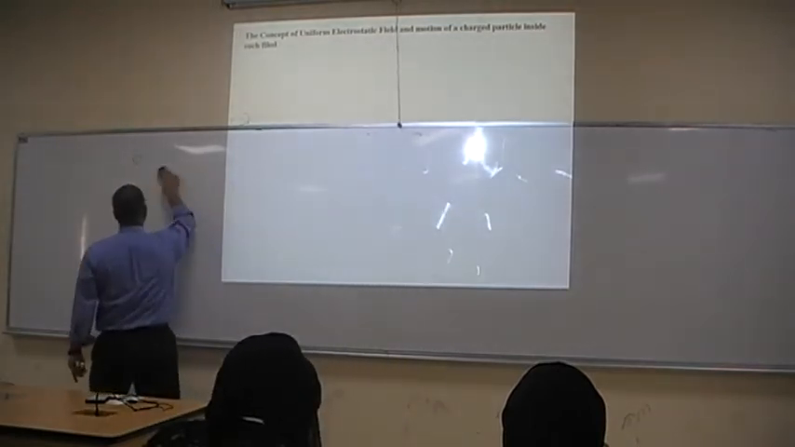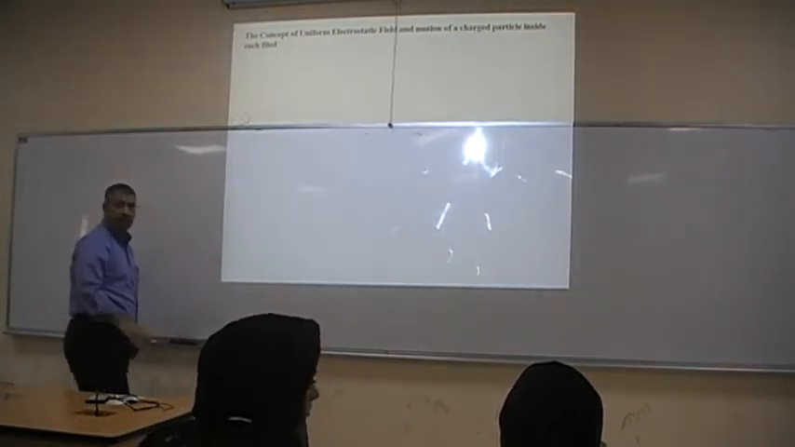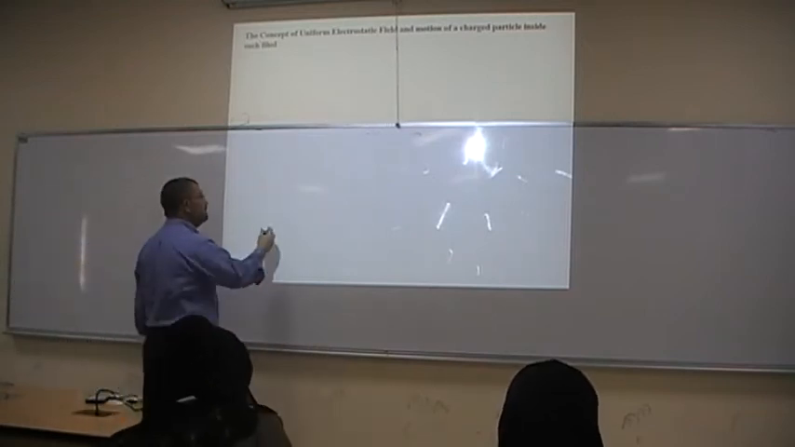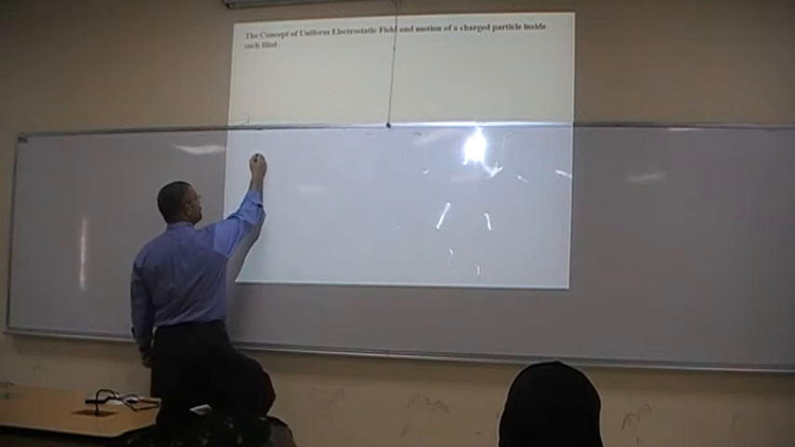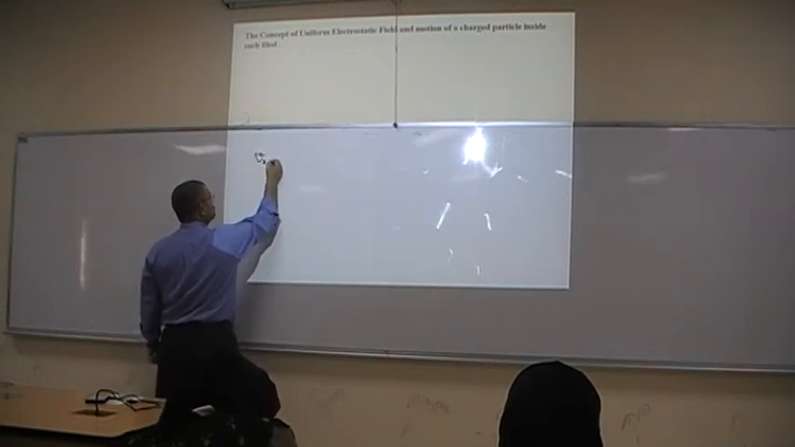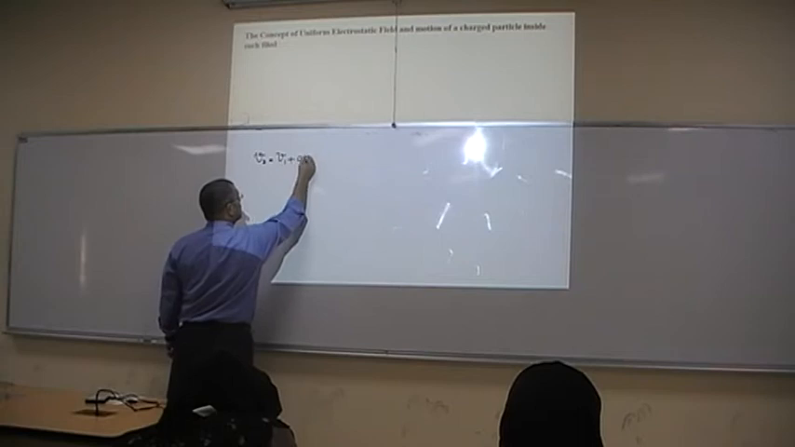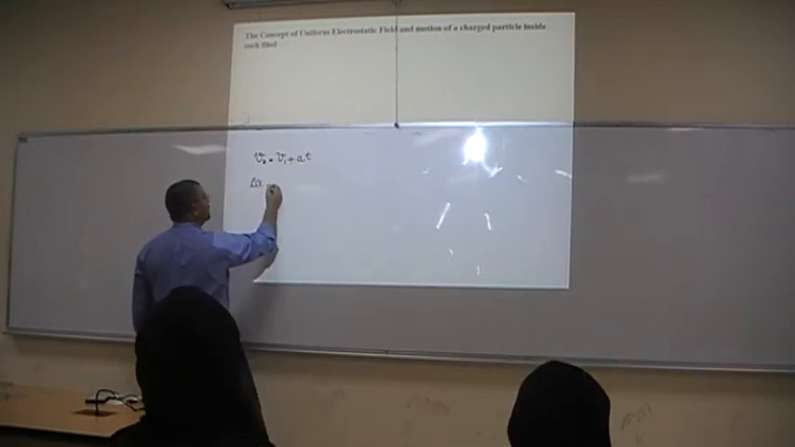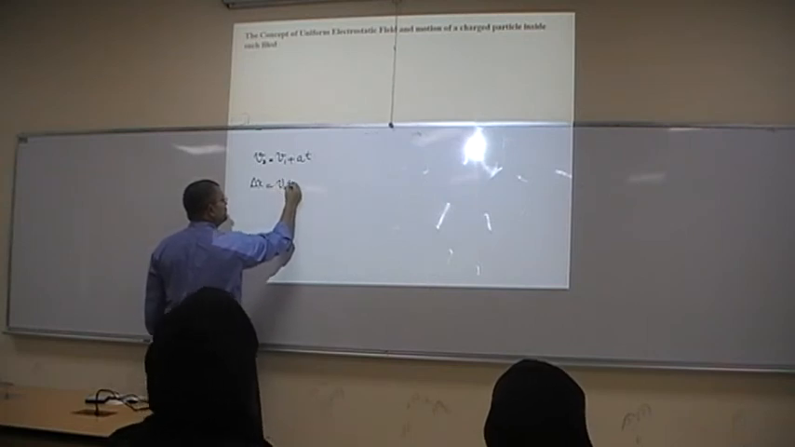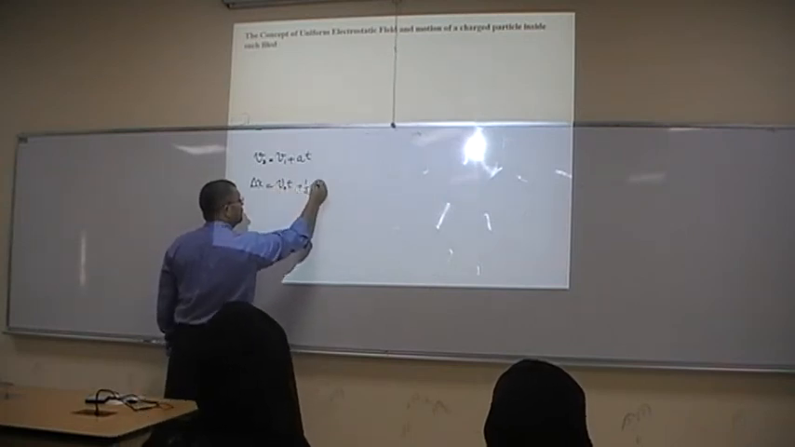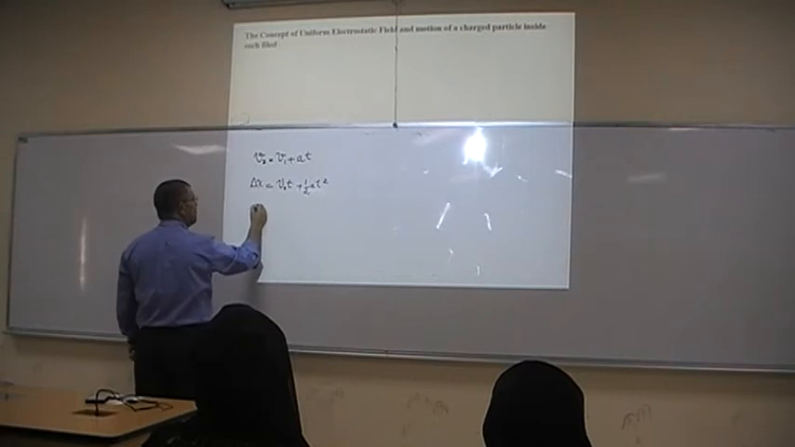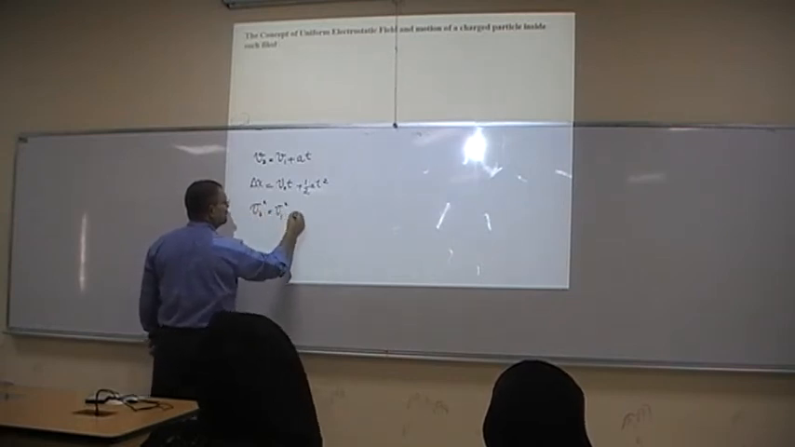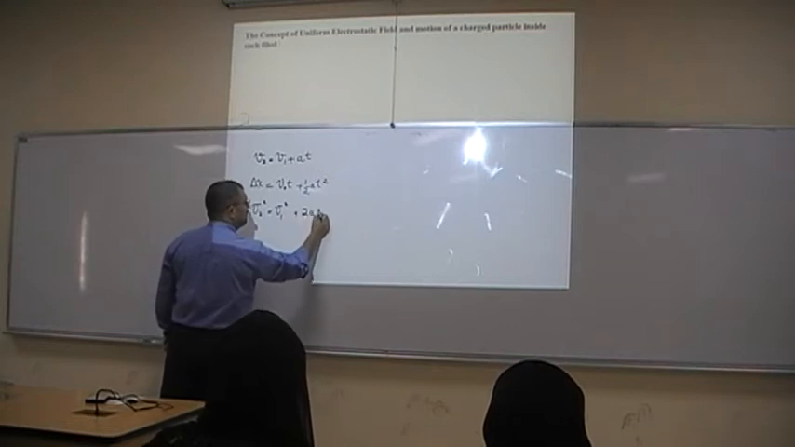Now, when you took kinematics in first year in Physics 1, you had these three or four equations. The first one was v2 is equal to v1 plus at. The second one, I'm just going to write them in one dimension, was delta x is equal to v0 t plus a half a t squared. And the last one is v squared equal to v0 squared plus 2a delta x.